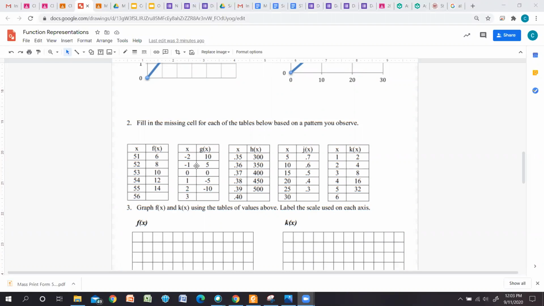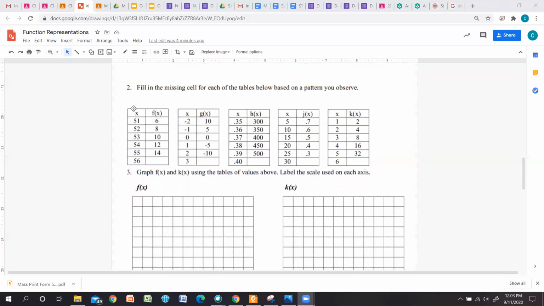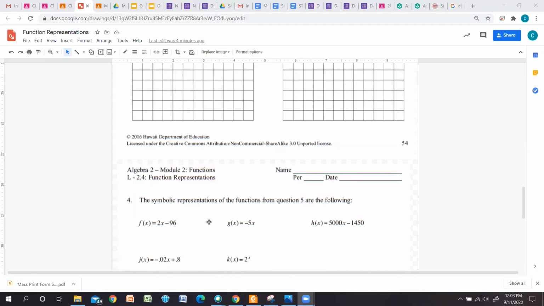These are new functions, 5 new functions, and you just finish the table here. Just write the last value, just look at the pattern, figure out what the next number should be in the pattern. Okay, then you graph 2 of these functions, f and k. You try to graph them down here. You just do your best.